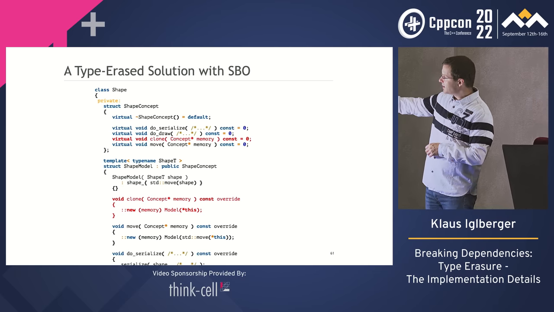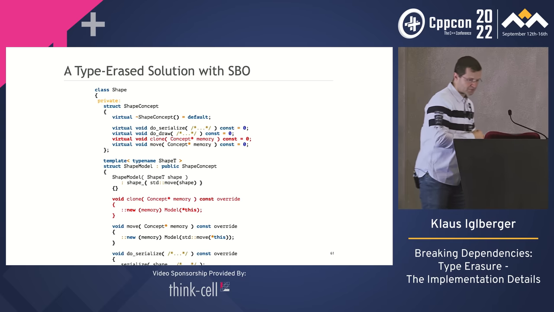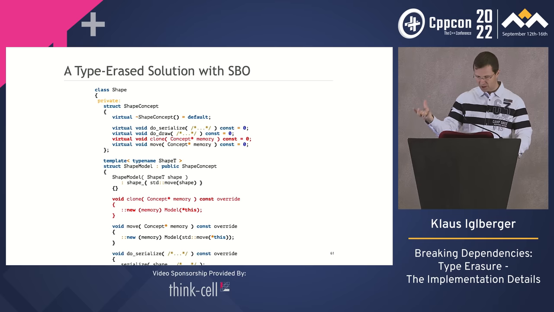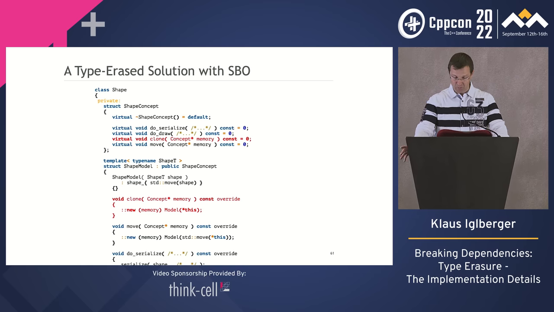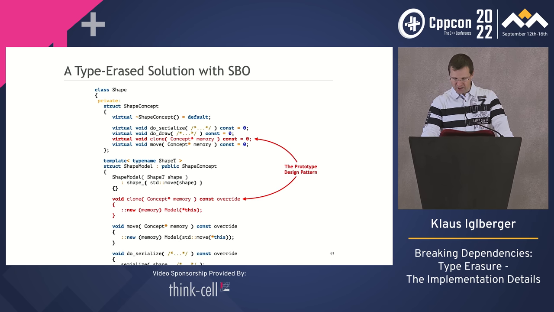In the model, this is now implemented again with a placement new. So we create a copy of the model exactly in the location that has been specified. So it's not complicated. It's just accommodating for this new piece of memory. You notice something new though, and again, it's the prototype design pattern.